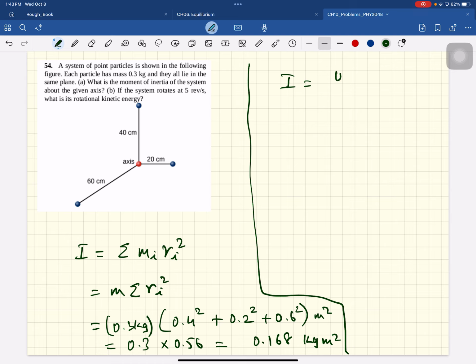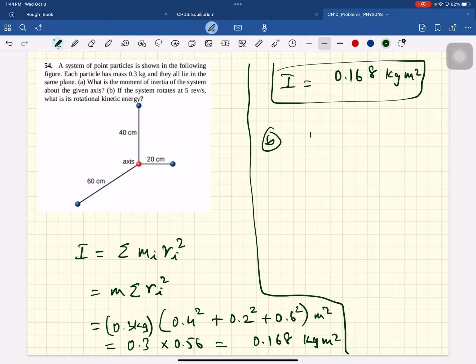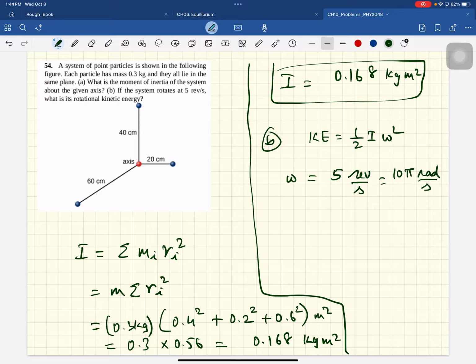So the moment of inertia of this object is 0.168 kg m squared. And in part B, you're finding its kinetic energy. Kinetic energy is 1/2 I omega squared. In this formula, what are the units for omega? It has to be in radians per second. So omega is 5 revolutions per second, and 1 revolution is 2 pi radians, so 10 pi radians per second.